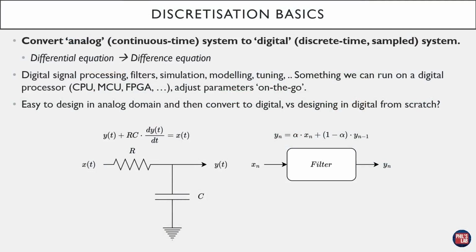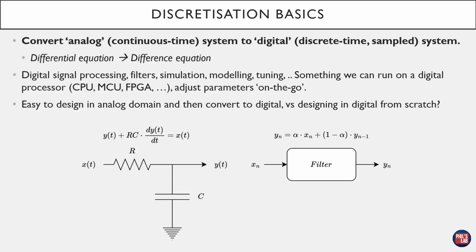To start off, before we move over to the bilinear or Tustin transform, let's briefly go over discretization basics. When we're talking about discretization, we're basically talking about converting an analog or continuous time system or signal to a digital discrete time or sampled system or signal. This can also be seen as moving from the realm of differential equations, so based on continuous time, to difference equations, which are based on discrete time, so samples.